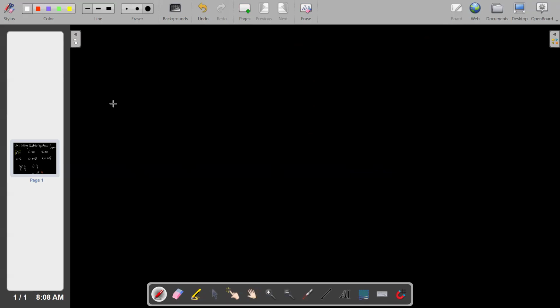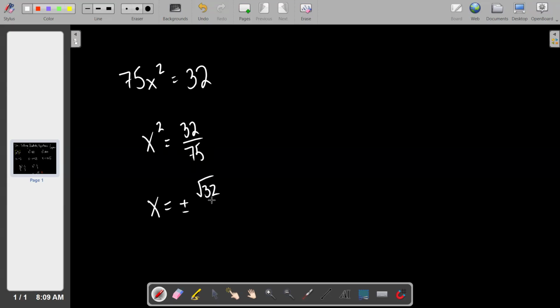Next one. 75 x squared equals 32. Step 1. Divide 75 on both sides. So we're going to wind up getting x squared equals 32 divided by 75. And in its unsimplified form, we can just say, okay, x equals positive or negative root 32 over root 75.